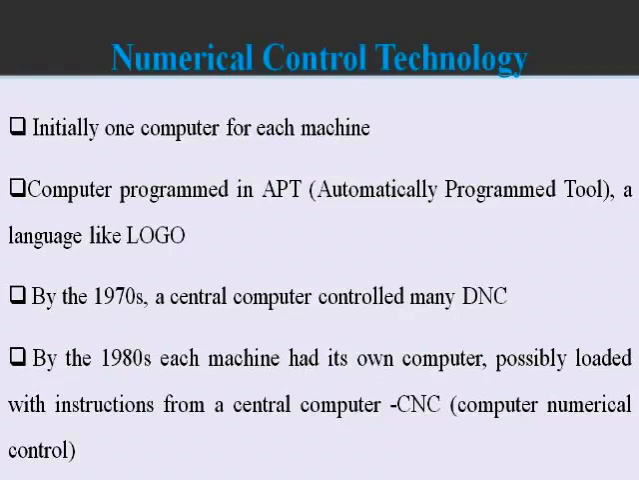Initially, one computer was used to control one machine. Later on, the development of automatically programmed tool made it possible to apply one computer to control several machines. And the concept of distributed or direct numerical control came in the 1970s. By the 1980s, each machine had its own computer, possibly loaded with instructions from a central computer, as in CNC machines.